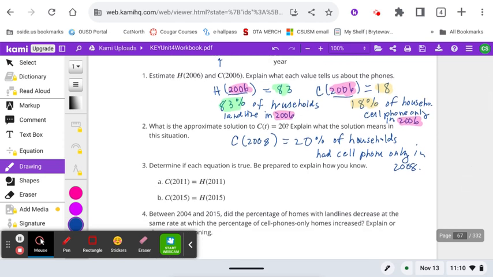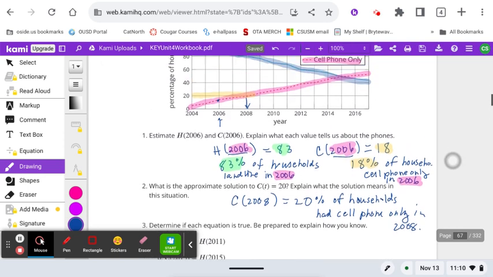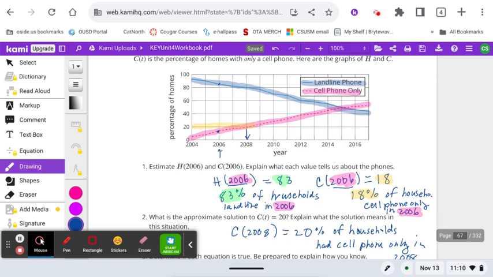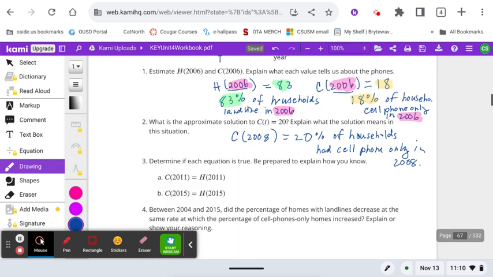Determine if each of the equations is true. Be prepared to explain how you know. In 2011, are they equal? So if I look here at 2011, they were not. In 2015, were they equal? Yes. And how do we know they're equal? They are equal when the graph intersects, where they touch, where they cross over.